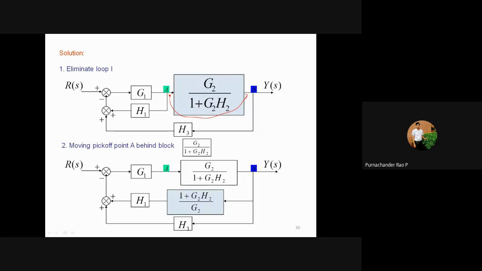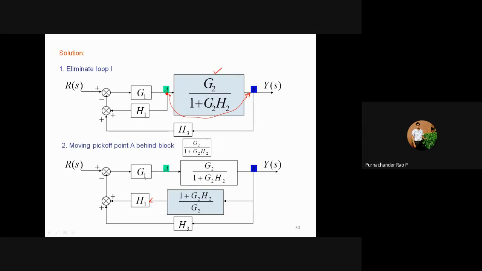So directly you can divide this because your signal here at A is included with only G1, but when you move this point to point B, you are including this particular block. So this block has to be divided here. So 1 by G2 by 1 plus G2. So just reverse it: 1 plus G2 by G2.